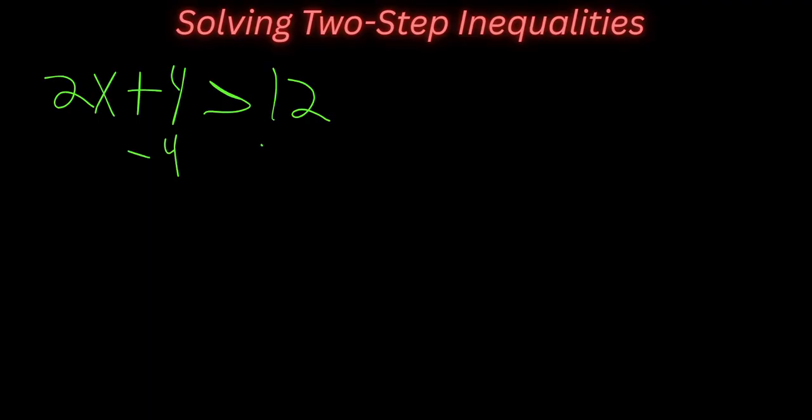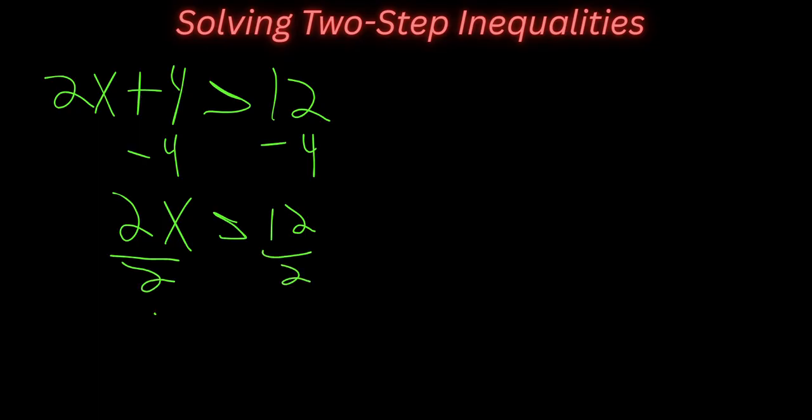Again, this should be well within your wheelhouse. If you've gotten to this point, I believe in your ability to solve these problems. So we have 2x plus 4 is greater than 12. Okay. We're just going to subtract 4 from both sides, and we get 2x is greater than 8. Well, now it's a one-step inequality. We divide both sides by 2, and we get x is greater than 4.